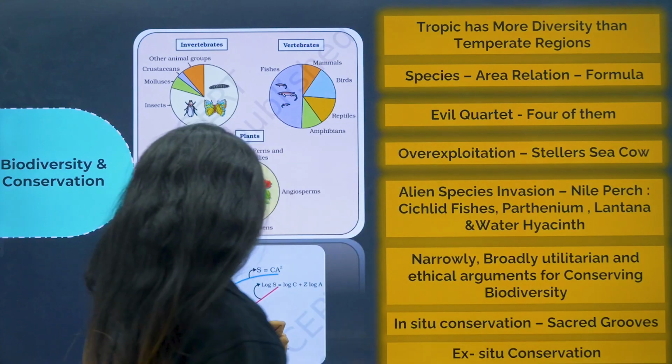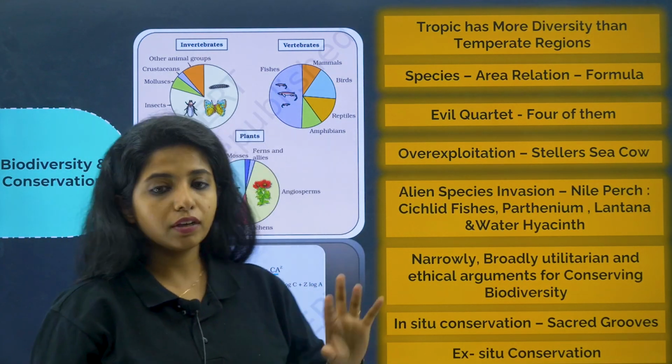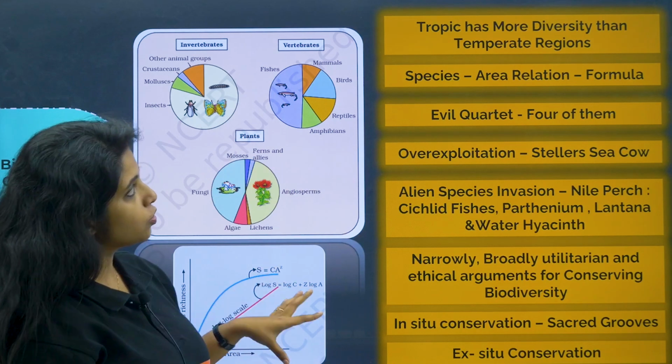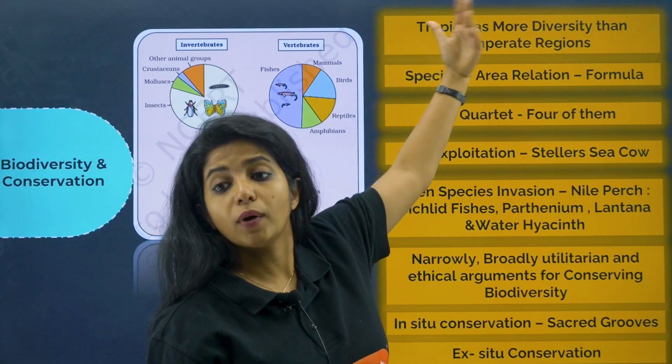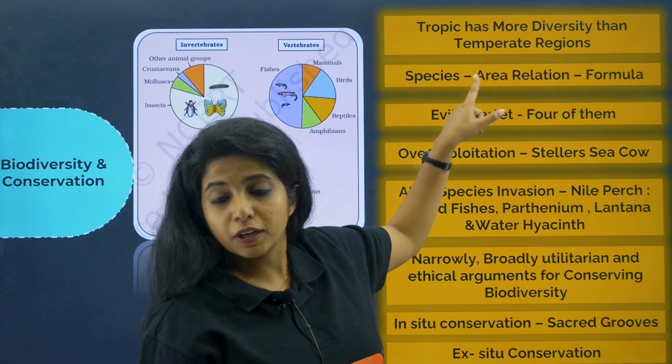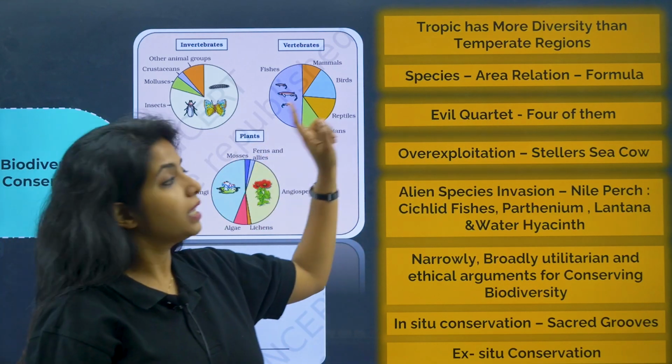Now last but not the least, you have biodiversity and conservation, my dear children. Over here this image is really important, this image is also important. So tropics have more diversity than temperate regions. You would be asked why, you have to explain it. Species area relation formulas, that is this. So just go through this, important.